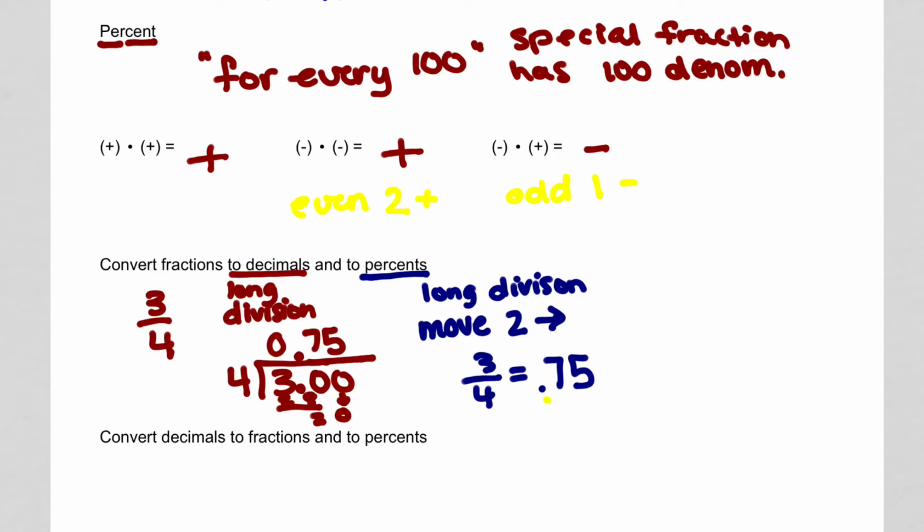So if I use that multiplying by 100 and I move it over 2 spaces, well, that turned it into 75, and I have to put the percent symbol with it. So let's remember, to convert a fraction to a decimal, you use long division. And if I want to convert it to a percent, I then take that and I move the decimal 2 places over.